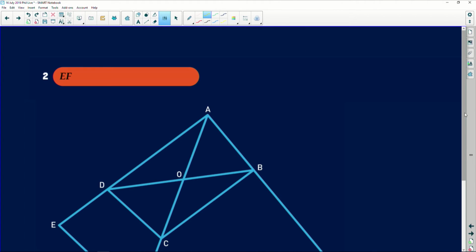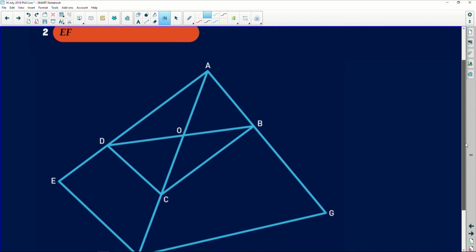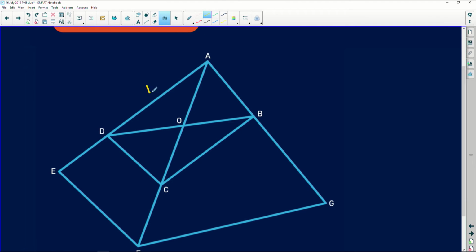Next it says, calculate the length of EF. So we know that this here is 12, this is 3, 14, 5, and we know that we've just found this long length of AC to be 20 units.